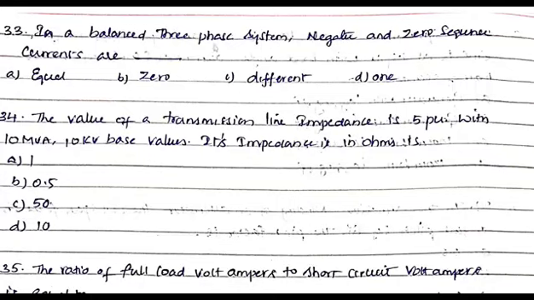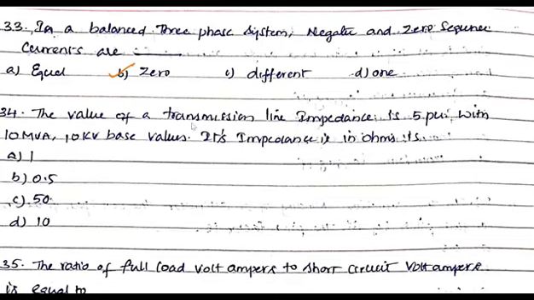Next question here, simple question. In a balanced three-phase system, negative and zero sequence currents are, okay, so what are the currents? They are equal, they are zero, they are different, they are one. So in a balanced system, the negative sequence and zero sequence currents are zero, they are absent. They are present only in case of an unbalanced system. In a balanced system, only the positive sequence will exist.